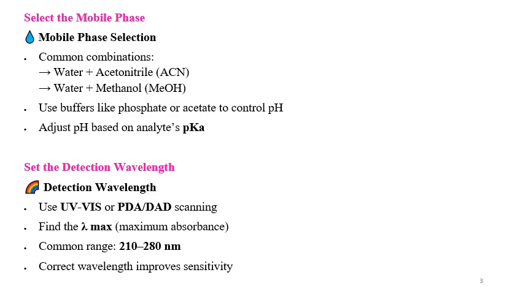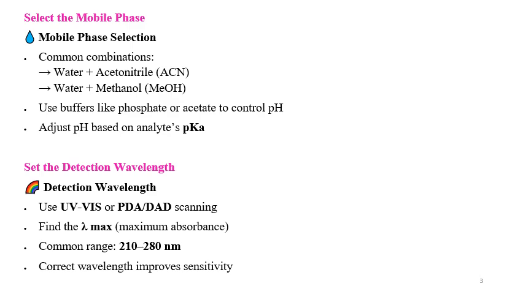Common mobile phase combinations are water plus acetonitrile, that is called ACN, then water plus methanol, and other combinations can be tried with organic and aqueous phases in different concentrations. Use buffers like phosphate or acetate to control the pH and adjust the pH based on the analyte's pKa. This is for the mobile phase selection.